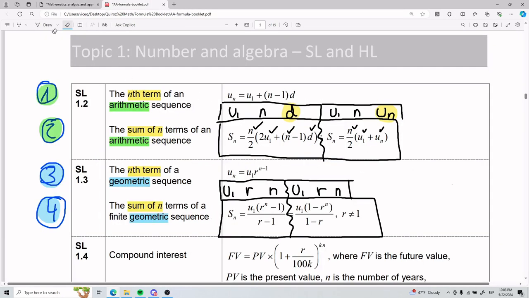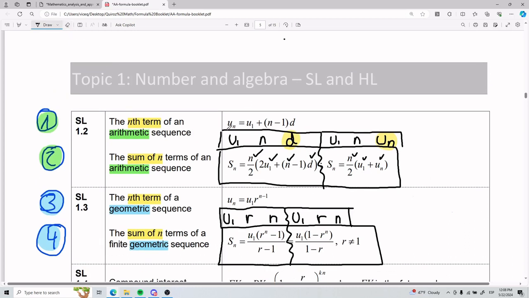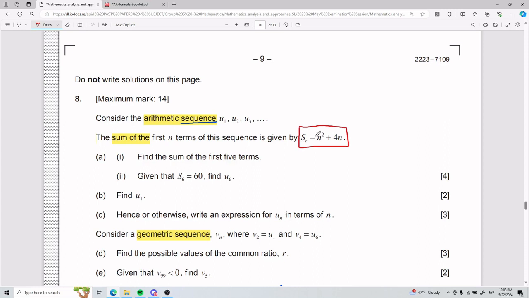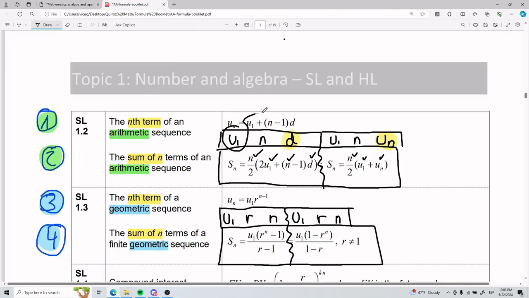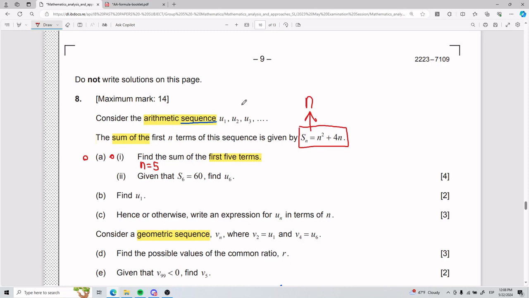And so if you do the exercise over here that for the formula booklet, you need U1, you need N, you need D, or you need U1, you need N, and you need UN. Over here, what do you need? Look at that. You only need N. And so for part A, part I, for finding the sum of the first 5 terms, well, first 5 terms is a big hint for N equals 5. And so for the sum of the first 5 terms, you only have N equals 5. You do not have U1. You do not have D, right? And you do not have UN, right? And so you only have N, and thankfully the formula they give you only asks for N.